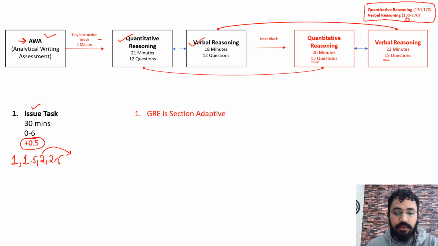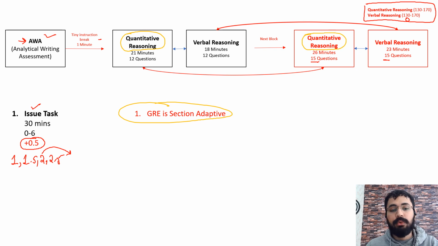One thing I would like to tell you more is that GRE is section adaptive. What does that mean? So the quant section that you would get in block 1 would affect the quant section that you would get in block 2. How so? Well, if you perform really well on the quant section in block 1, your quant section in block 2 would be really difficult, right?